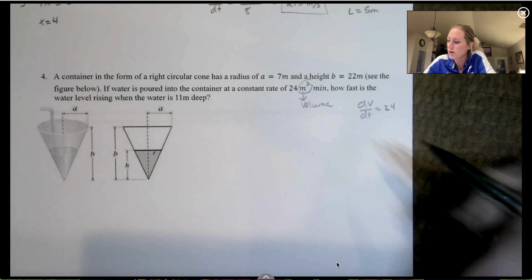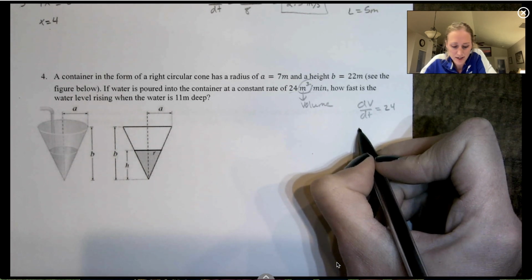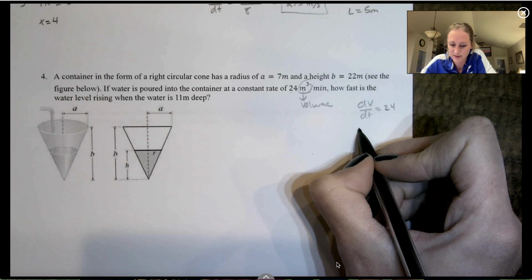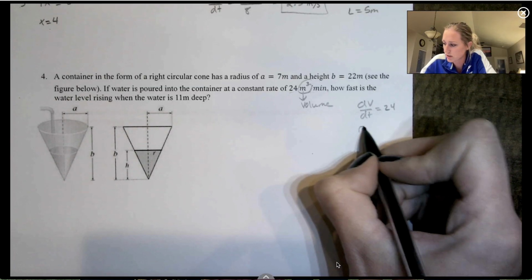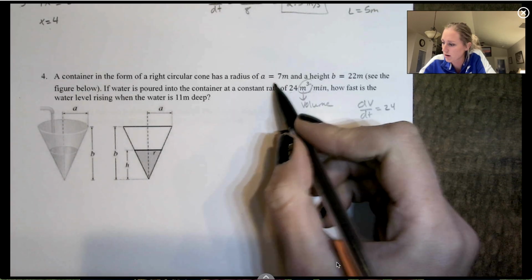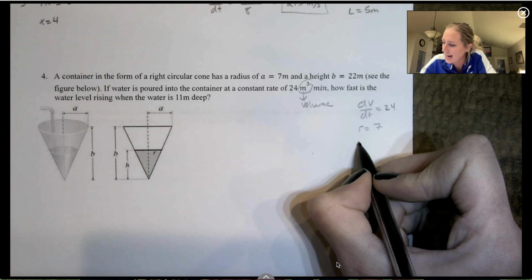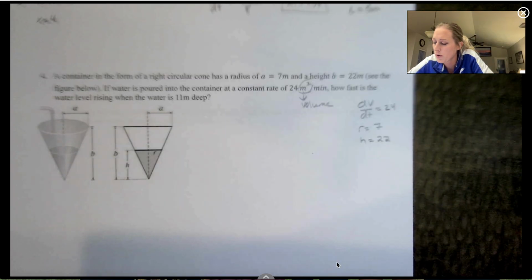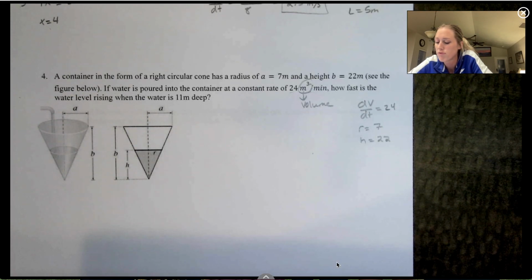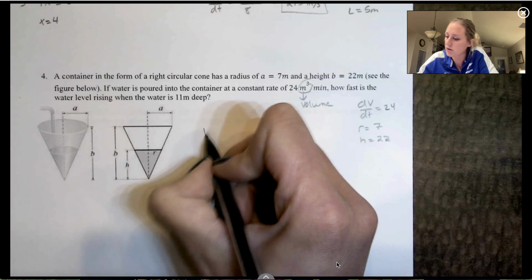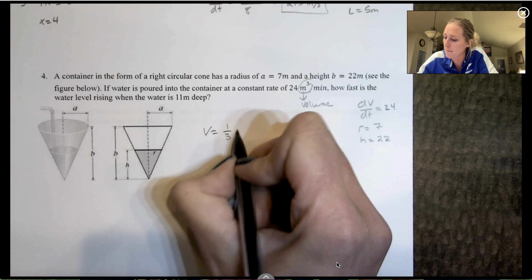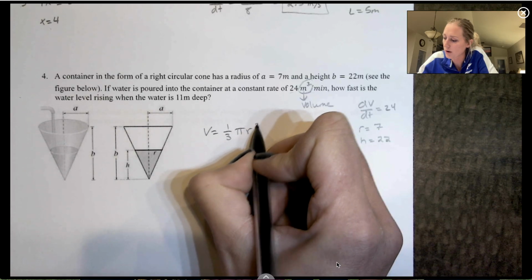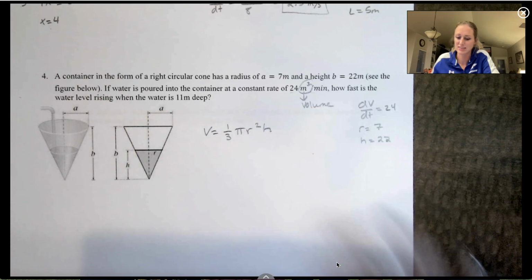Okay, so what else do we know? We know our radius. I'm actually going to use r and h. That's kind of what the formula typically does. So our radius is 7, our height is 22. Okay, so we're talking about volume, so I'm going to think about what is the volume formula for a cone. And the volume formula for a cone is 1/3 pi r squared times the height.